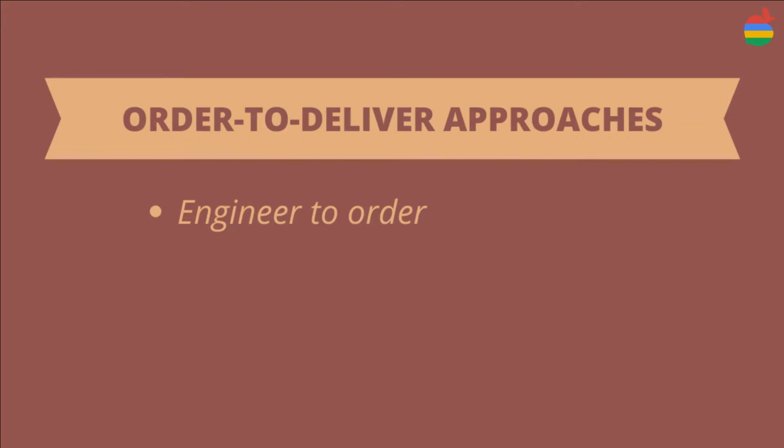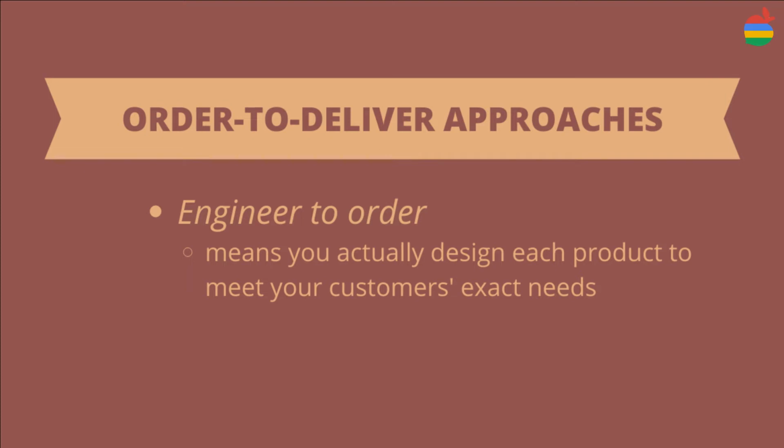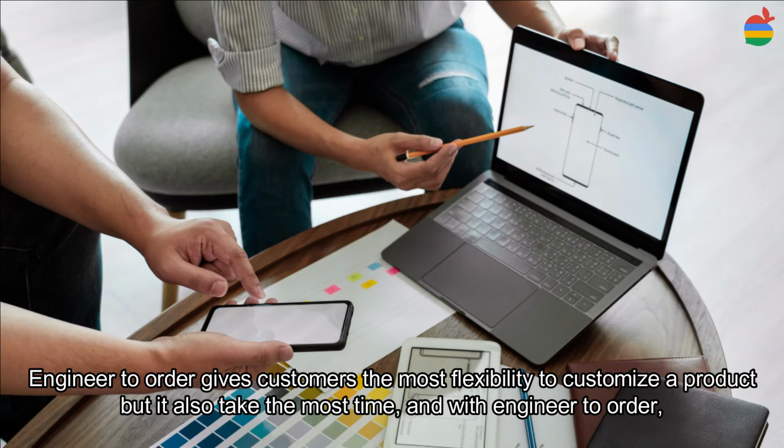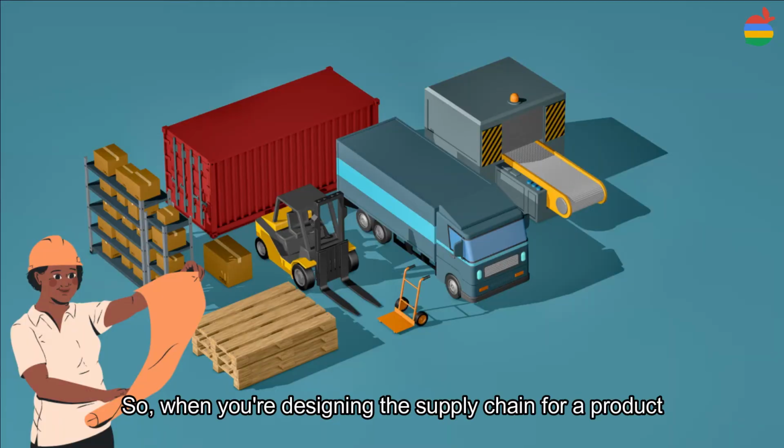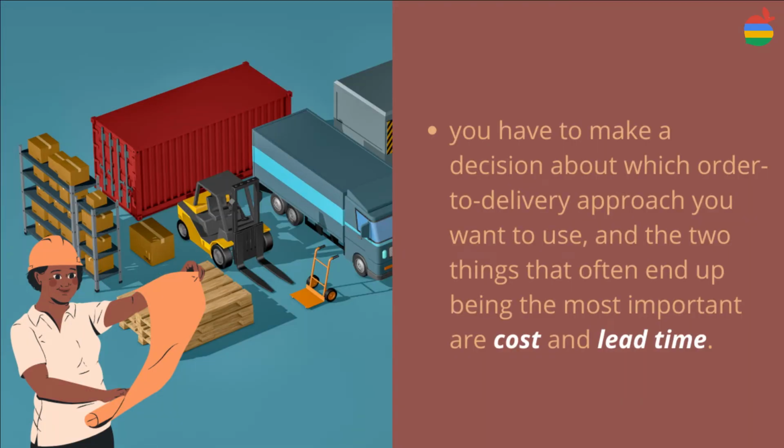The third approach is engineer to order. This means you actually design each product to meet your customer's exact needs. Engineer to order gives customers the most flexibility to customize a product, but it also takes the most time. And with engineer to order, there's generally a higher cost because of the engineering and design work required for each product. So when you're designing the supply chain for a product, you have to make a decision about which order to delivery approach you want to use.